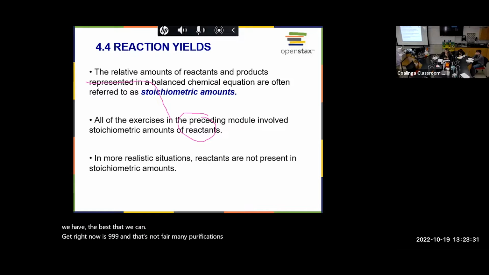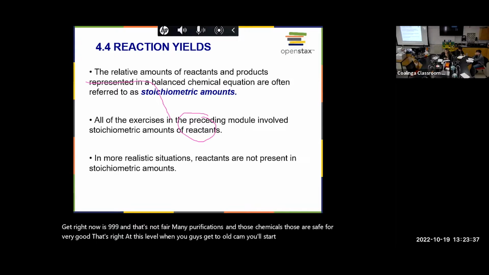And those chemicals, those are safe for a very good day. It's not at this level. When you guys get to OChem, you'll start working with some of those, right? We had to wait for months to get them because they were so backordered. Because it takes so long to get those purified. And the other thing is that we also need to take into consideration, we're human.